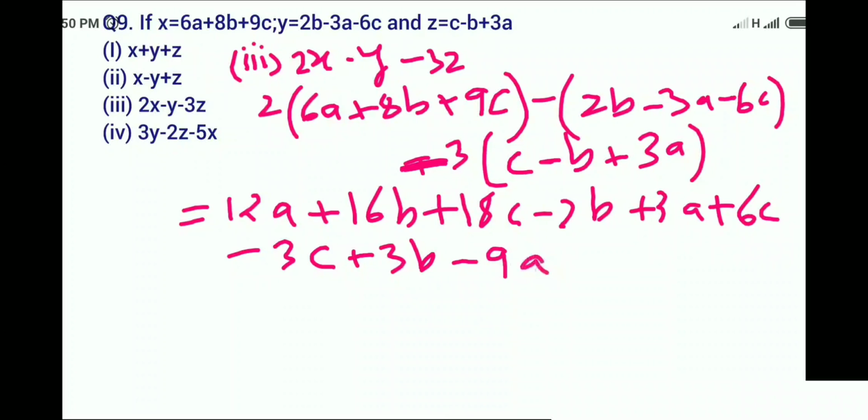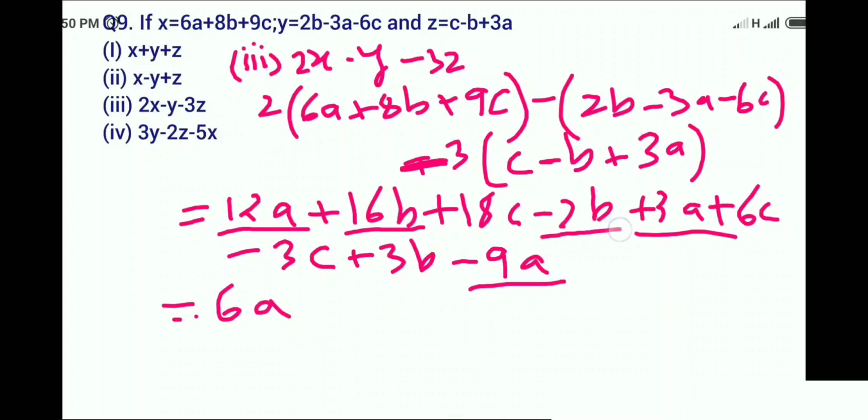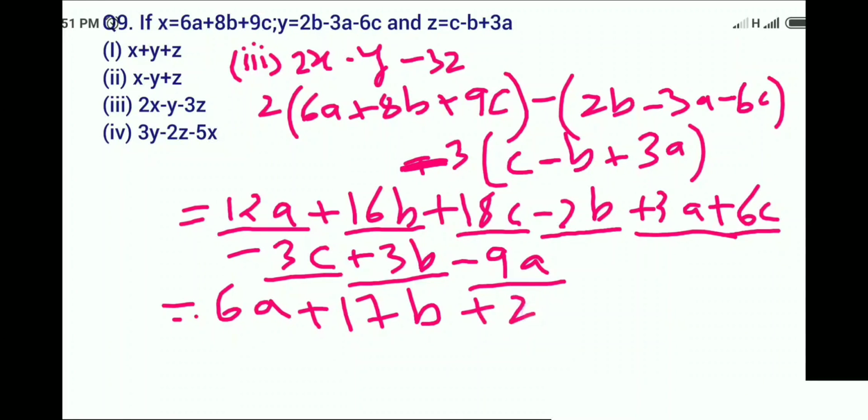Now look at the same variables, a, b, etc. 12a plus 3a, 15a minus 9a is equal to 6a. 16b minus 2b is equal to 14b plus 3b. 14 plus 3 is equal to 17b. 18c plus 6c, 24c minus 3c, 21c.